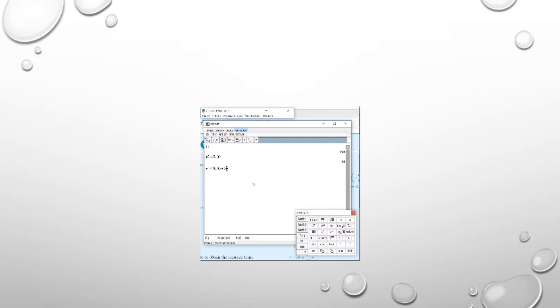X over 2. Then power. Like that one. 9 minus 4. And then times. Open up another bracket. Y over 3. Oops, with the negative. Close the bracket. And then put a 4 in. Yes, I got it right.